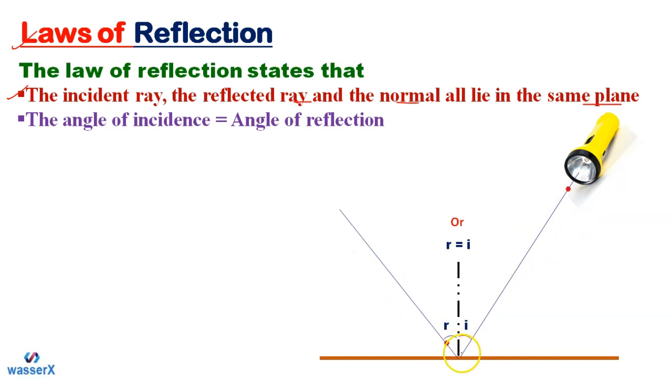This is the ray which, after incident on the surface, is reflected back. And this black dotted line is the normal, and this is the reflecting surface. So these all lie in the same plane. So this is the first law. And the second law is angle of incidence is equal to angle of reflection, so angle i is equal to angle r. That you all know.